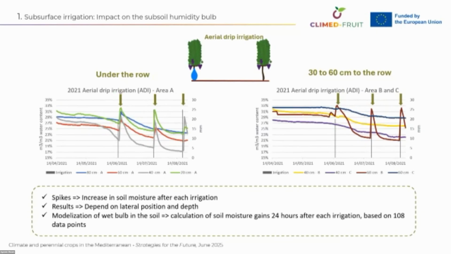And on the other graph, when we are talking about different lateral positions, we can see that the increases are only at 60 centimeter depth. So this data enables us to model the wetting bulb in the soil. Calculation of soil moisture gains was made 24 hours after each irrigation and based on 108 data points.